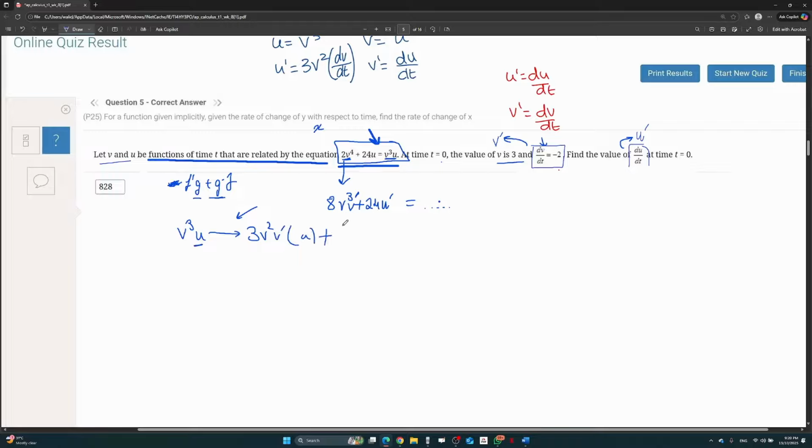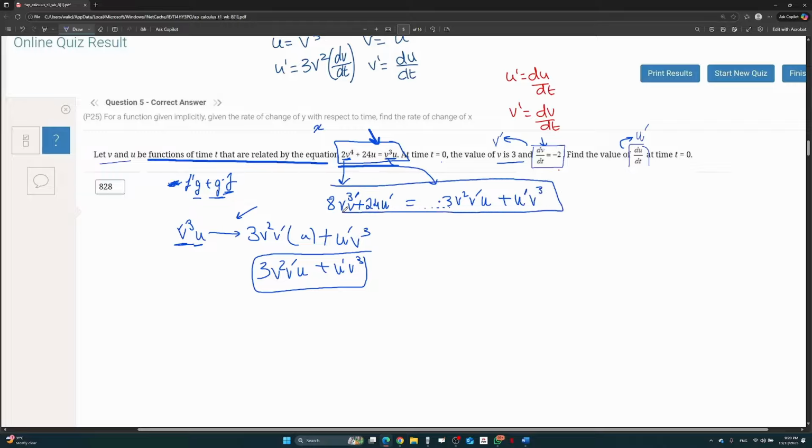So what's the derivative of u? U prime. And then f is just v cubed. So let's simplify this a bit: 3v squared v prime u plus u prime v cube. So this is the derivative of this. So over here, instead of v cube u, the derivative we'll just say 3v squared v prime u plus u prime v cube. Okay, so now we have this.